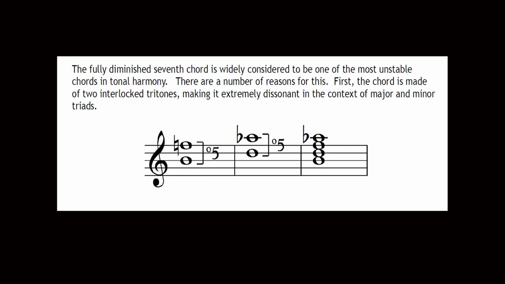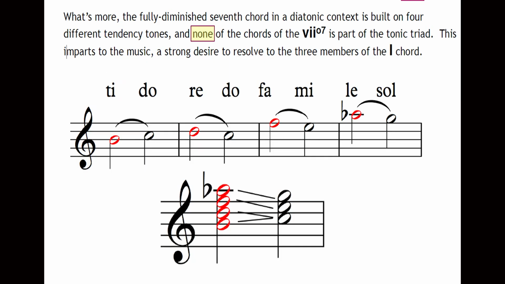First, the chord is made up of two interlocking tritones, making it extremely dissonant compared to major or minor triads or seventh chords. Secondly, the fully diminished seventh chord in a diatonic context is built on 4 different tendency tones, and none of these tendency tones is part of the tonic triad. This imparts to the music a very strong desire to resolve to the 3 members of the one chord, the root, the third, and the 5th scale degree.